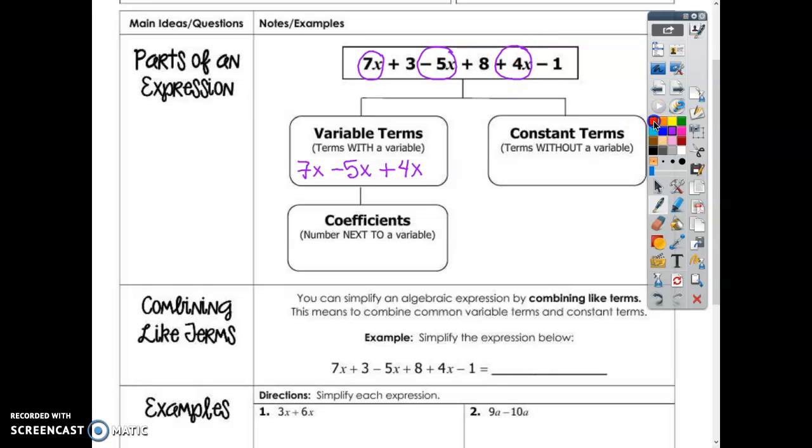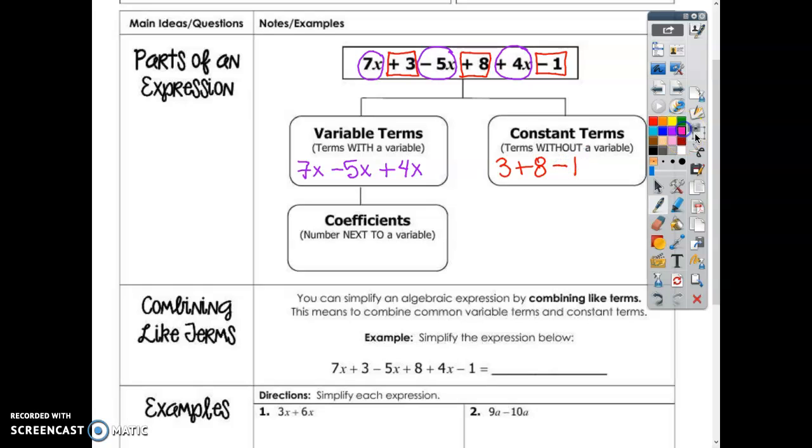Okay? Constant terms are the terms without a variable. So like 3, 8, minus 1. Okay, so those would be, and write them down, it's positive 3, positive 8, and minus 1.